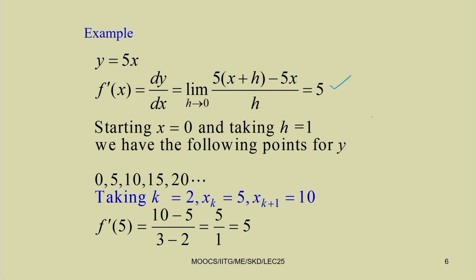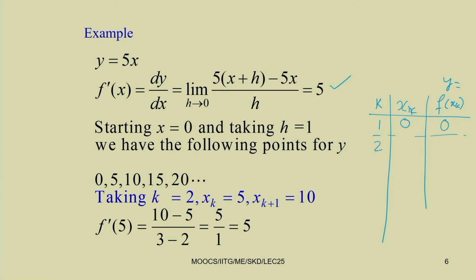So, we can start and create the table. For example, as I already told you, k equal to 1. We can start with xk, then find f(xk). Here we have started with k equal to 0, so x is 0, and y equal to f(xk) becomes 0. Then the next value is k equal to 2.